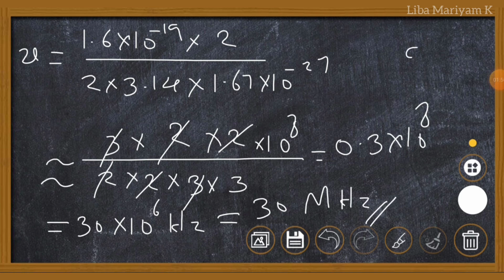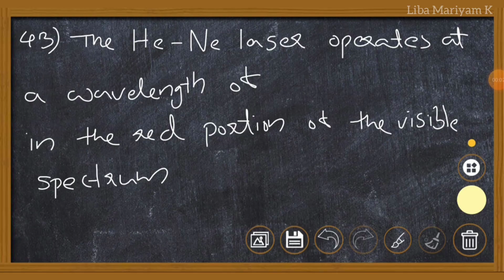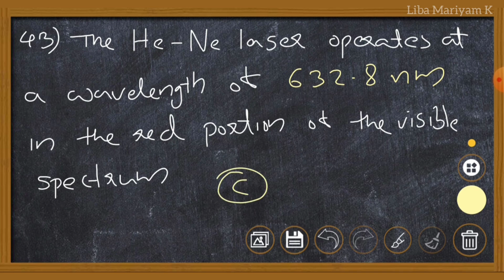Therefore, correct option is option A. 43. Wavelength of helium neon laser in visible region. The helium neon laser operates at the wavelength of 632.8 nanometer in the red portion of the visible spectrum. Helium neon laser is the most widely used gas laser. Here answer is option C.